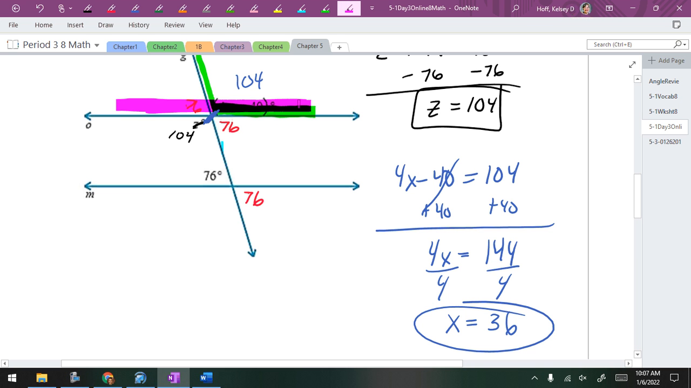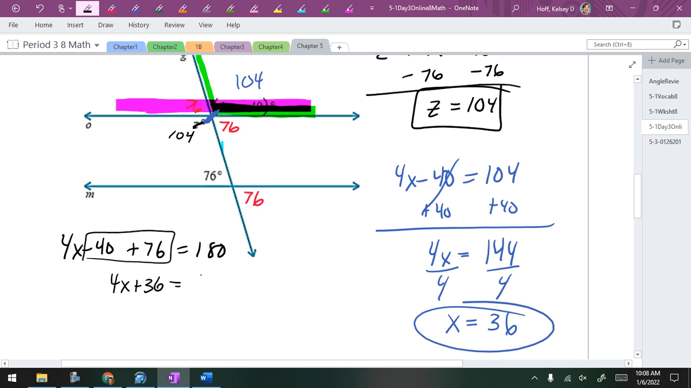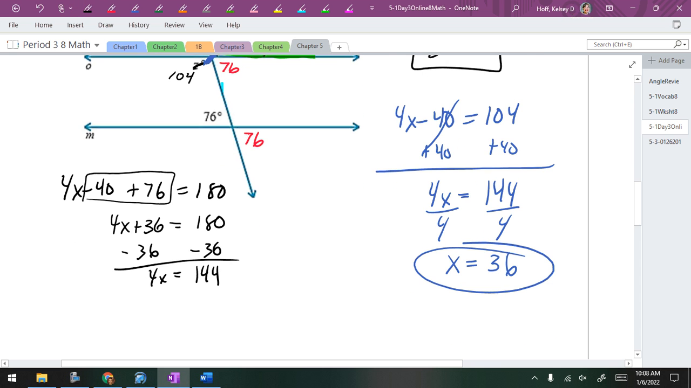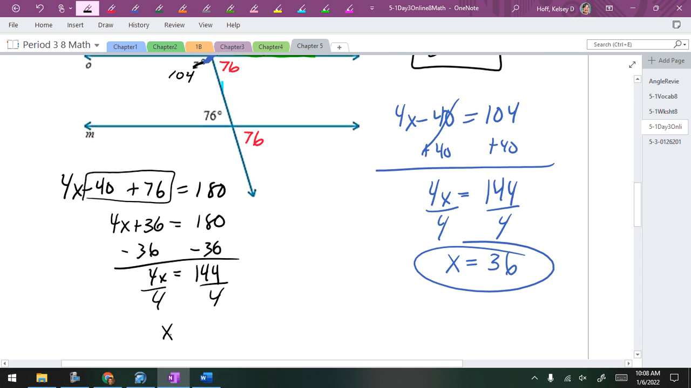Yeah. Okay, so he said I took 4x minus 40 plus 76 equals 180 because they're supplementary angles, right? So we just added. So then 4x, so negative 40 and 76 would be 36, right? Equals 180. Subtract 36. 4x equals 144. Divide by 4, and look what he gets. x equals 36. So you didn't do it wrong. You just saw it differently.